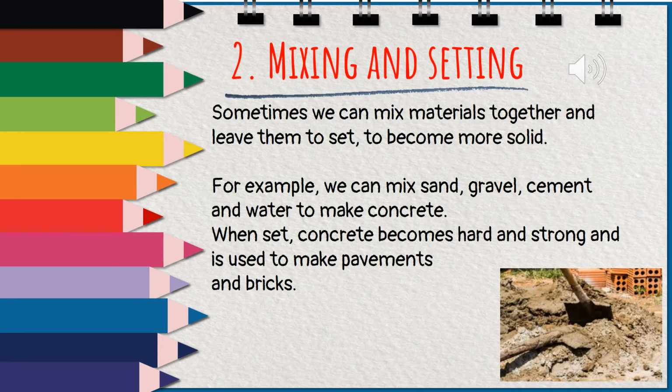Second way to process materials is by mixing and setting. Sometimes we can mix materials together and then leave them to set to become more solid. For example, we can mix sand, gravel, cement, and water. We leave it to set and it makes concrete. When it's set, concrete becomes hard and strong and is used to make pavements and bricks.